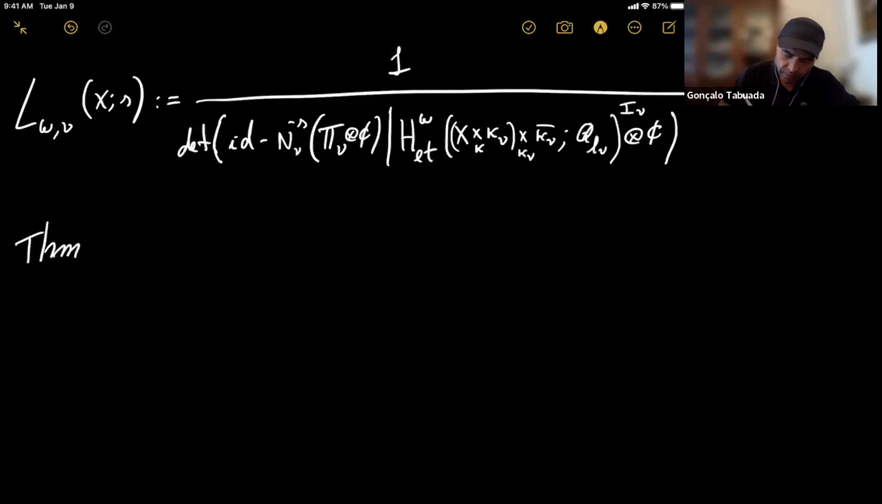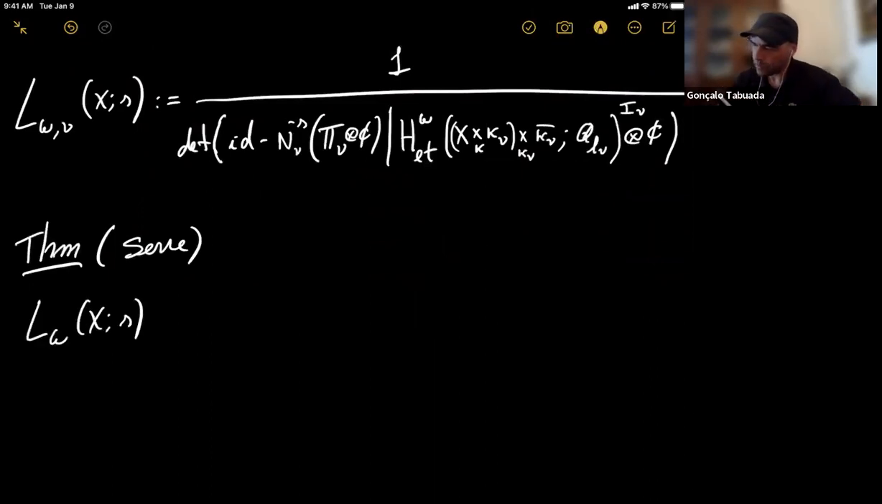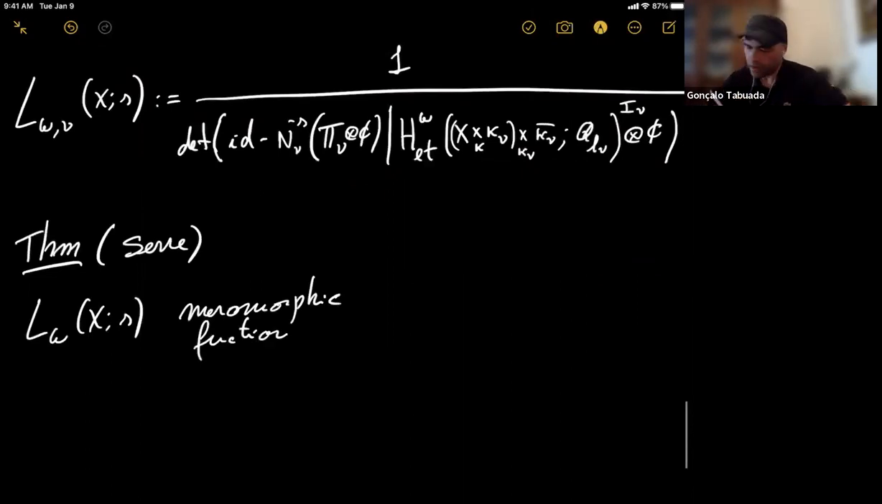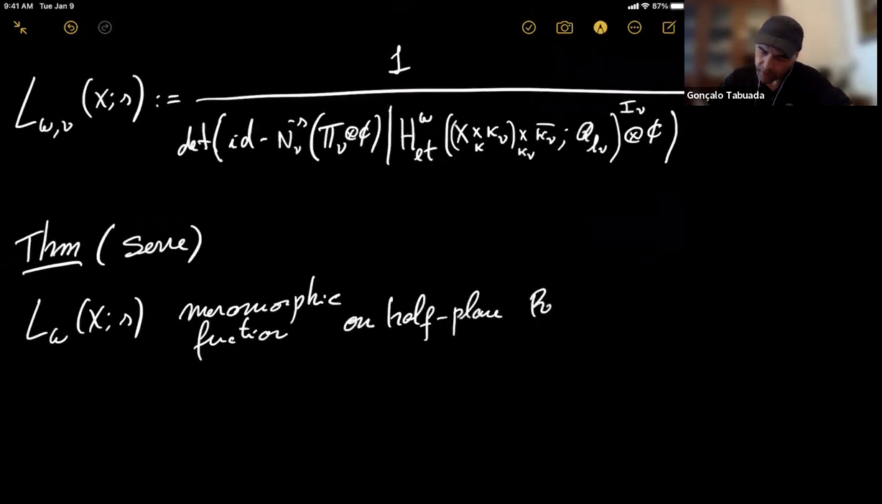function? This theorem of Serre tells us the following: this function here is actually a meromorphic function. So it's a meromorphic function on this half plane given by the real part of S being greater than the weight over 2 plus 1.